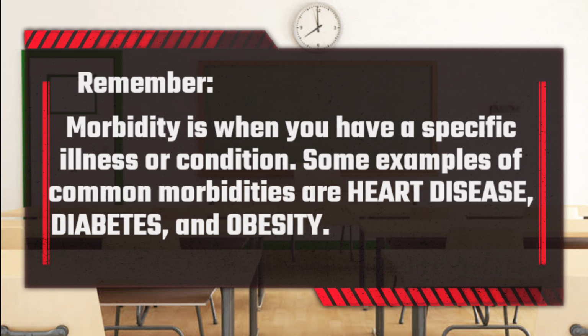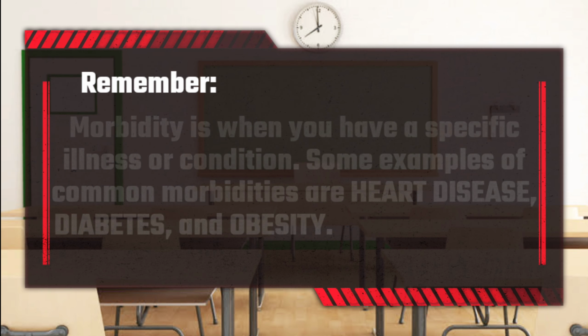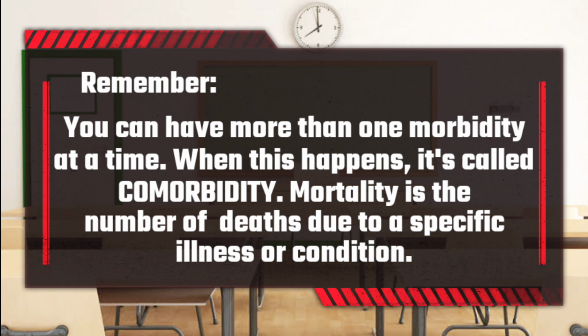Remember, morbidity is when you have a specific illness or condition. Some examples of common morbidities are heart disease, diabetes, and obesity. You can have more than one morbidity at a time. When this happens, it's called comorbidity. Mortality is the number of deaths due to a specific illness or condition.